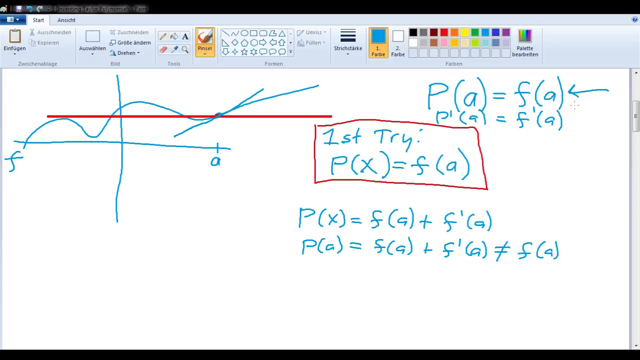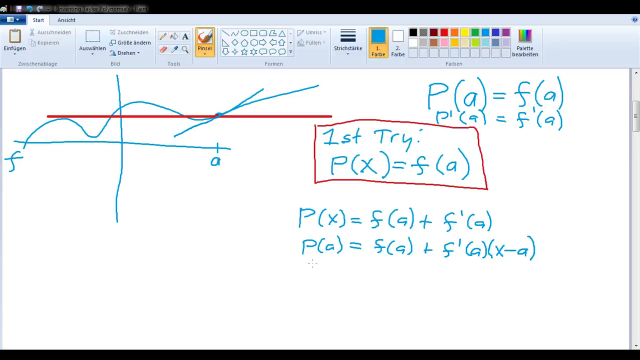So we're going to have to come up with some sort of way of, we know that this f prime has to play a role somewhere, so it has to be there. Otherwise we can't get this slope to be the same. But we also know that it can't play a role when we're doing p of a. So here we also need a good idea, and that good idea is to multiply this times x minus a.